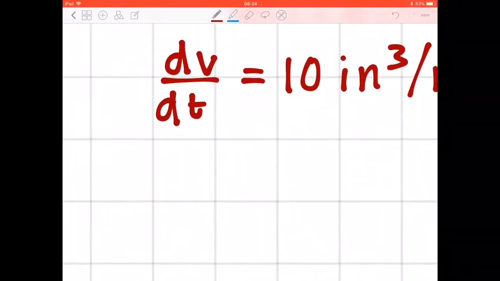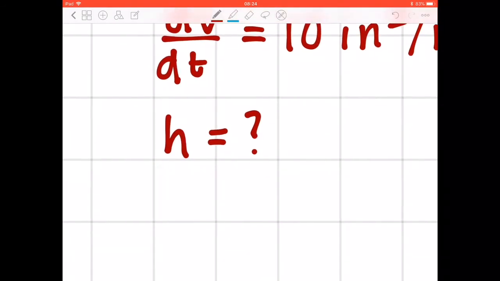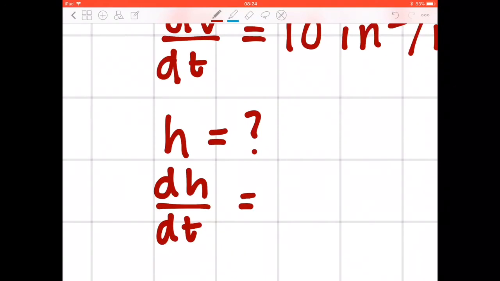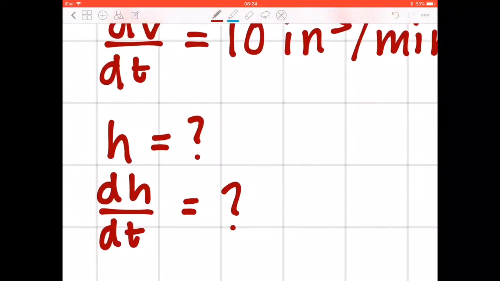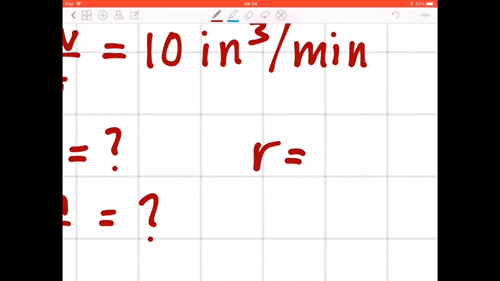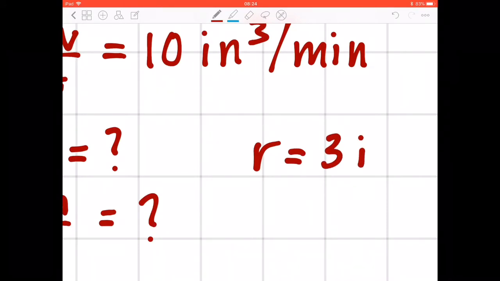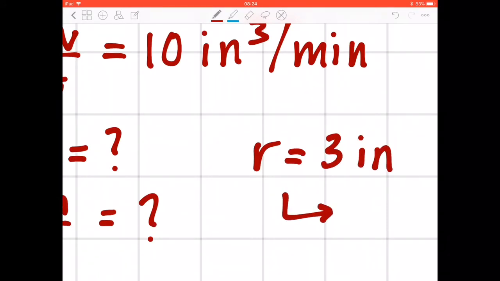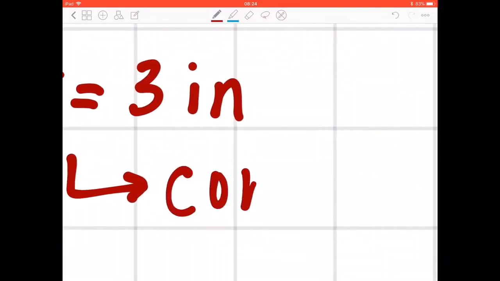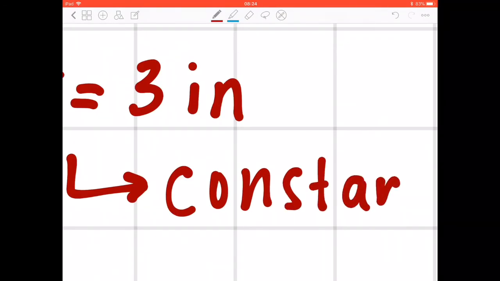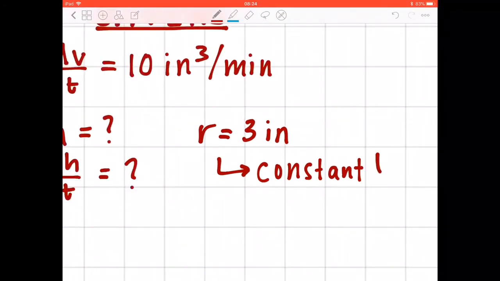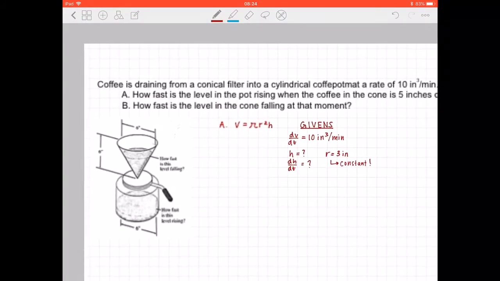Okay, our next given is height. This is an unknown. Also unknown is dh over dt. The radius of the cylinder is 3. And this is a constant because the cylinder isn't changing and it's the same radius all the way from the top to the bottom.